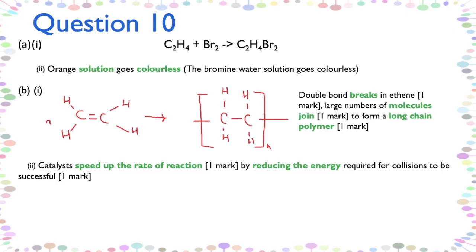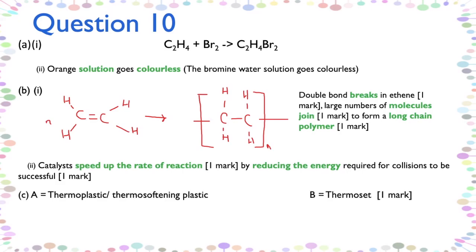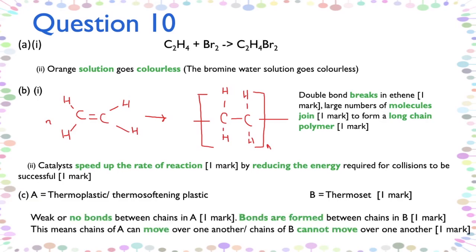For part C, we need to use the table and name the 2 types of plastics involved and explain the different observation in terms of the bonding present. A has to be a thermoplastic, thermosoftening plastic, because as you can see, when you add heat, the plastic softens. And plastic B has to be a thermoset plastic, as the plastic does not soften but turns black if overheated. So you can say that there are weak or no bonds between chains in A, because A is a thermoplastic or thermosoftening plastic, and therefore bonds are formed between chains in B.